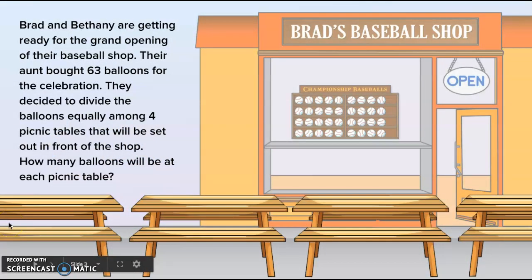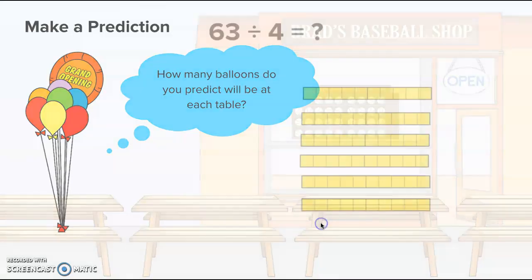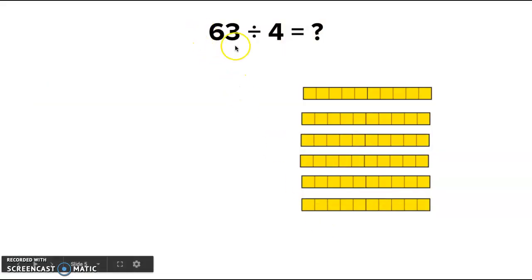Brad and Bethany are getting ready for the grand opening of their baseball shop. Their aunt bought 63 balloons for the celebration. They decided to divide the balloons equally among 4 picnic tables that will be set out in front of the shop. How many balloons will be at each picnic table? Make a prediction. How many balloons do you predict will be at each table? Yes, great prediction.